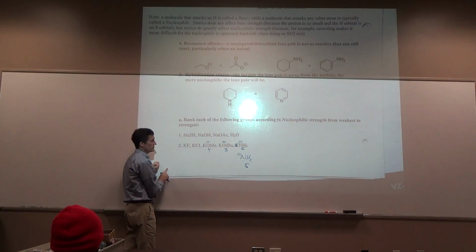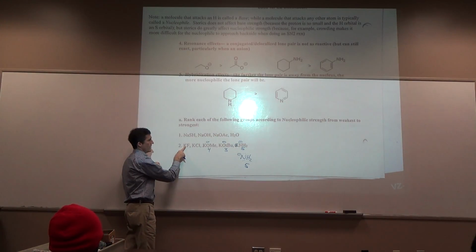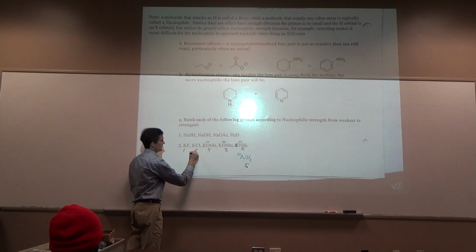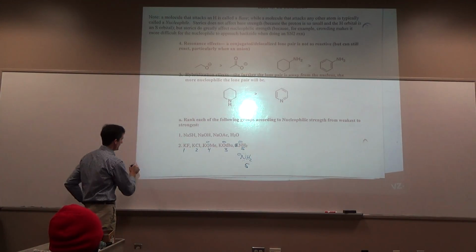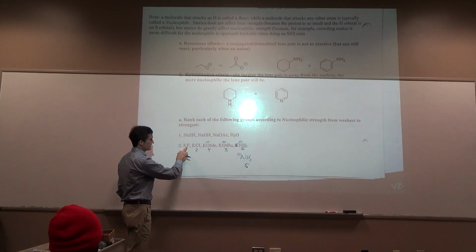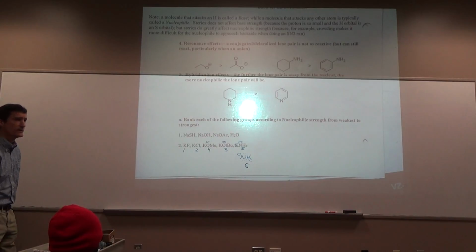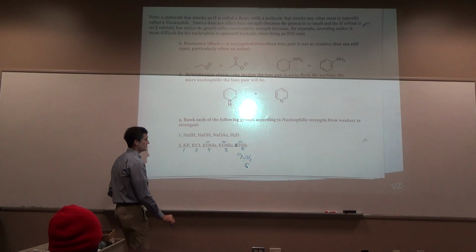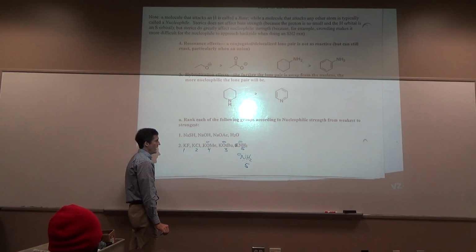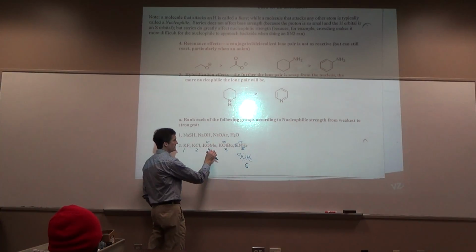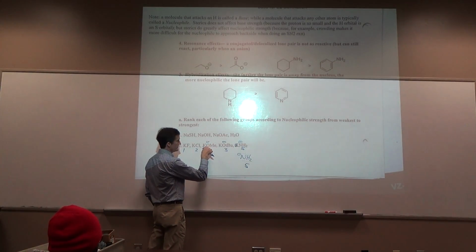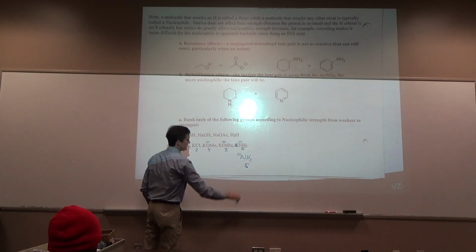Let's say which is the worst nucleophile. The worst nucleophile is going to be F minus. Cl minus is not as electronegative, so it doesn't hold the lone pairs as tight. Then the oxygen, but the less sterically hindered one is going to be more nucleophilic. So this is less nucleophilic, more nucleophilic, and most nucleophilic.